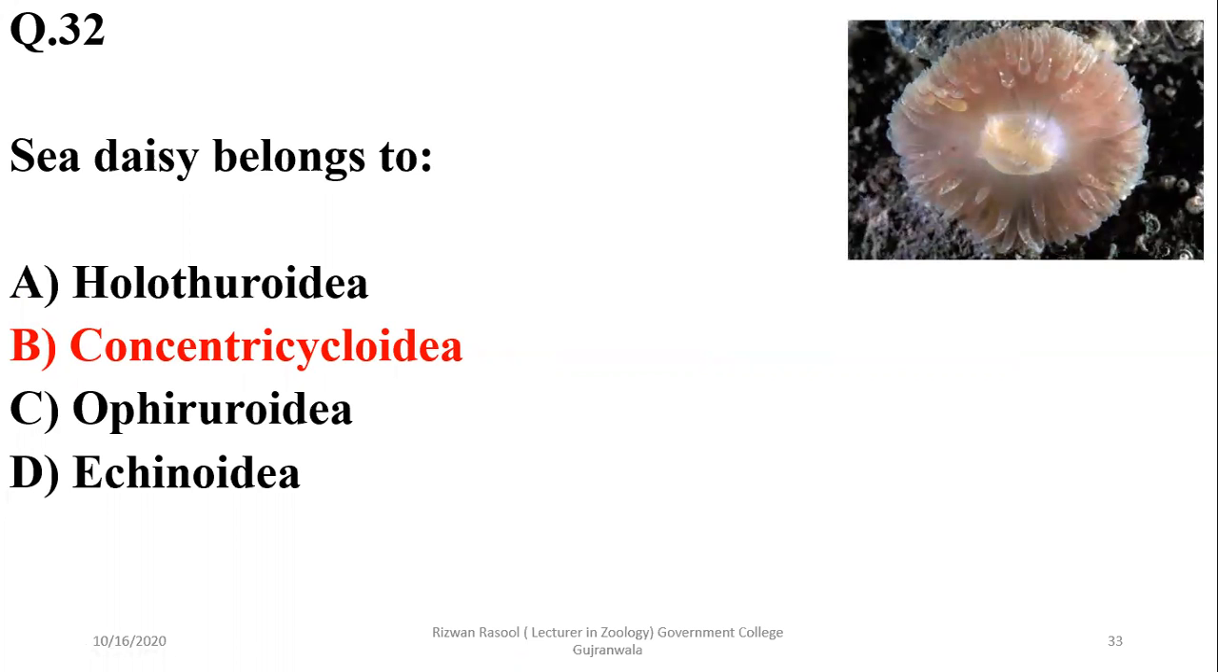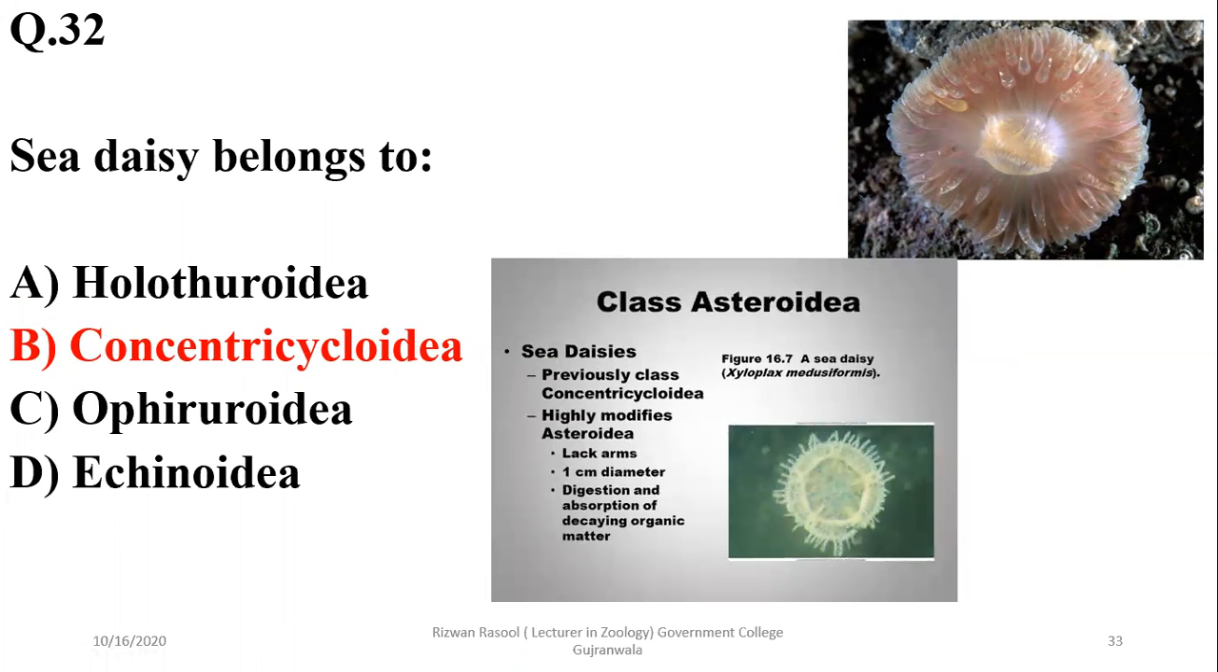Number 32. Sea daisies belong to class Concentricycloidea, but that is the older classification. In the new classification system, they have been reassigned to the class Asteroidea. I have taken this question from the 5th edition, so I'm following that edition. But in later editions of Miller-Harley Zoology, sea daisies have been reclassified and reassigned to the class Asteroidea.